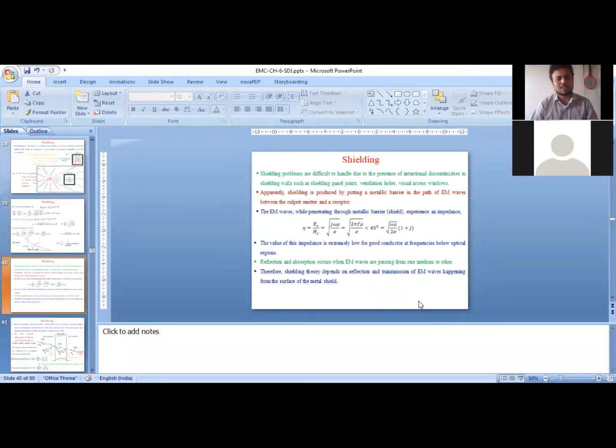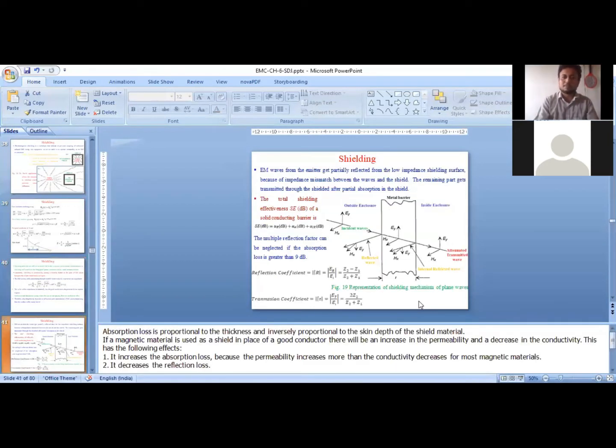So shielding problems are difficult to handle because of deliberate discontinuities that we are adding to facilitate the user with various features. We'll talk about the shielding discontinuity today. Whenever waves are passing from one medium to another medium, a lot of things may happen: reflection, refraction, internal reflection, absorption. We have discussed those things.